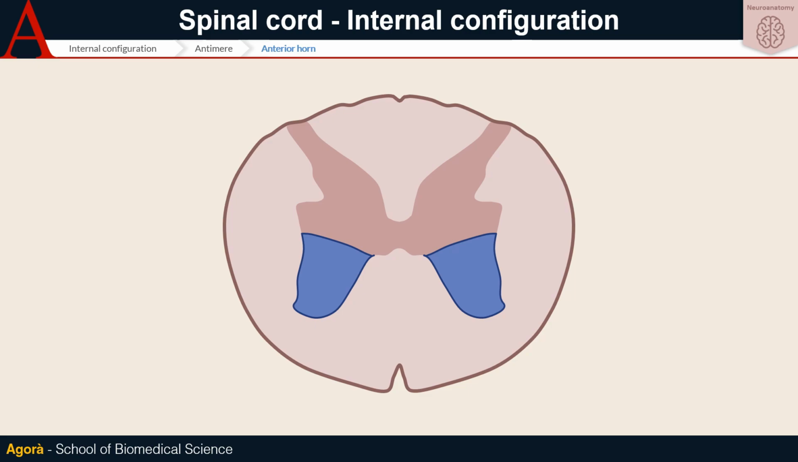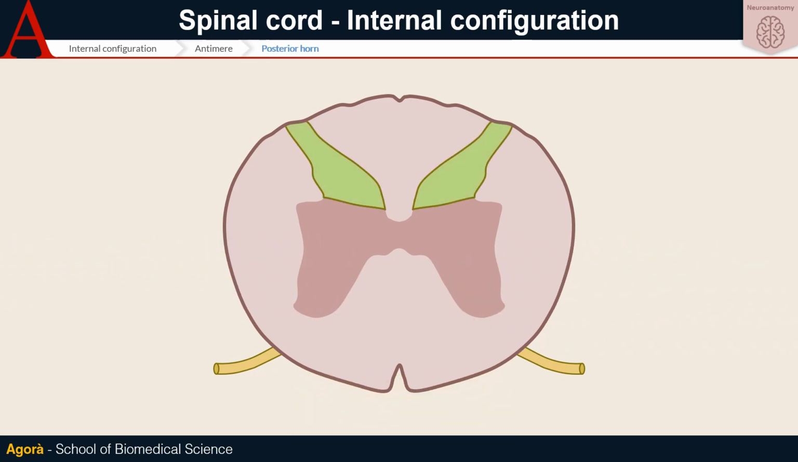The anterior horn has a quadrangular shape. In the most ventral part, bundles of fibers called roots coming out of the spinal cord at the anterolateral sulcus emerge from the ventral part and converge to give rise to the anterior root of the spinal cord. The posterior horn has a longer and thinner shape than the anterior. In fact, it almost reaches the posterior surface of the spinal cord.